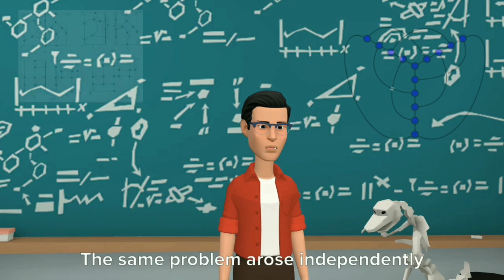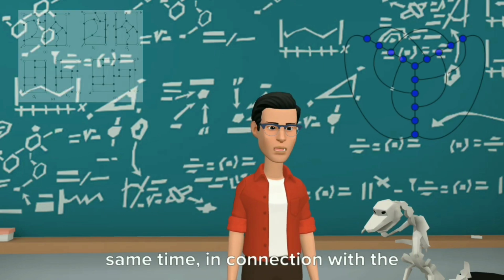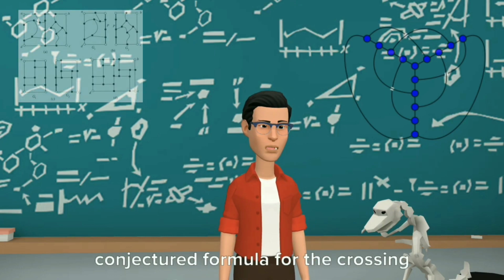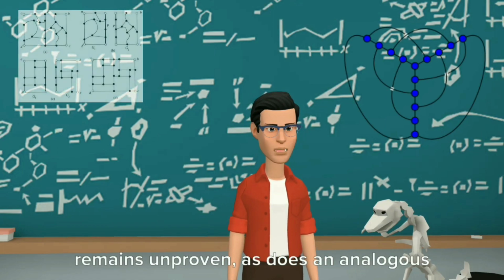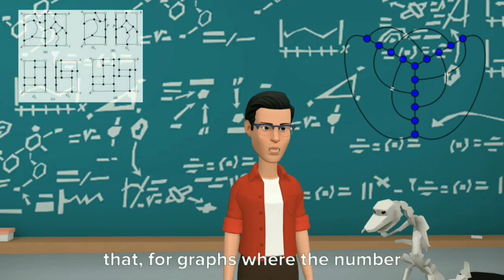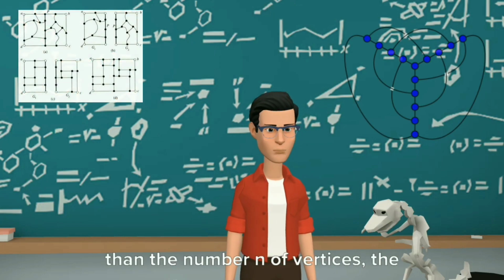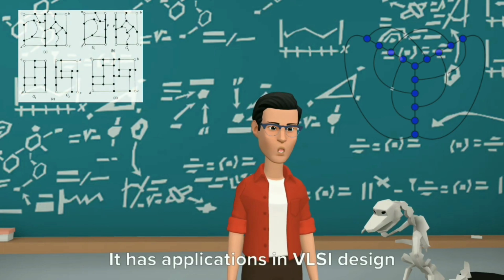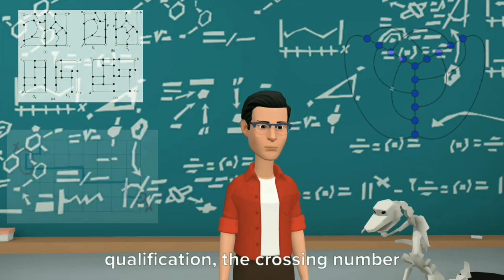2. The same problem arose independently in sociology at approximately the same time, in connection with the construction of sociograms. 3. Turán's conjectured formula for the crossing numbers of complete bipartite graphs remains unproven, as does an analogous formula for the complete graphs. The crossing number inequality states that, for graphs where the number E of edges is sufficiently larger than the number N of vertices, the crossing number is at least proportional to E^3/N^2. It has applications in VLSI design and incidence geometry.